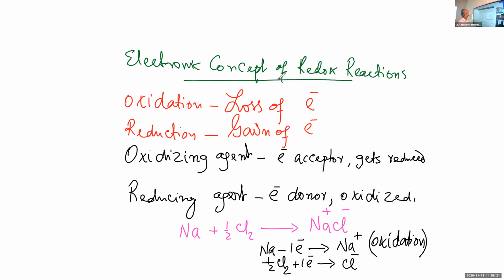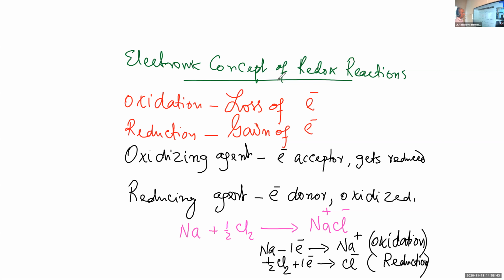So the chlorine atom gains electron. Electron is added to the chlorine atom, and therefore that reaction is a reduction. That is the reduction half reaction.